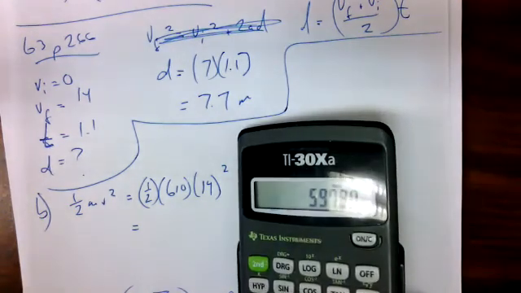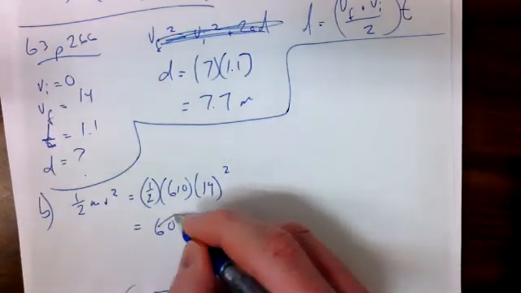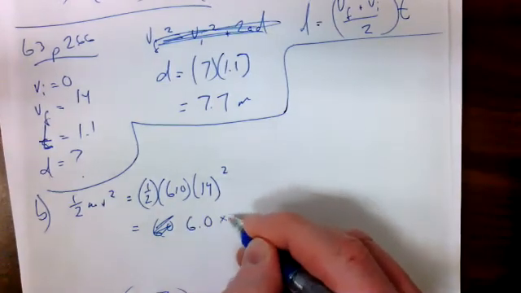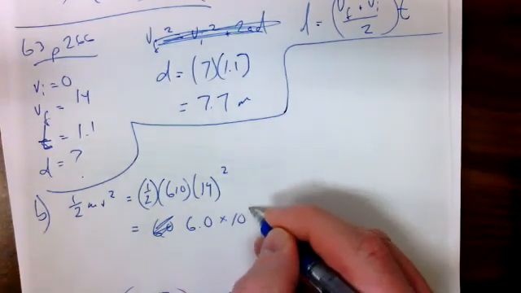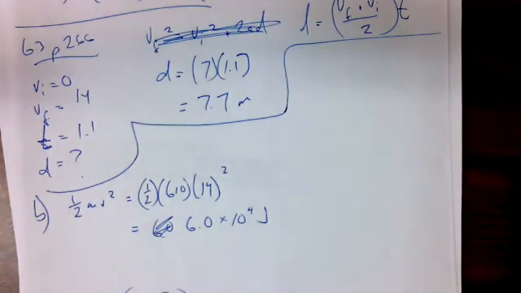Lots. 60,000 joules. It's 2 sig figs, so it has to be written this way: 6 times 10 to the 4 joules, or 60 kilojoules. Does that make sense how I did that? Yeah. Last, how much power does the horse have during the acceleration?